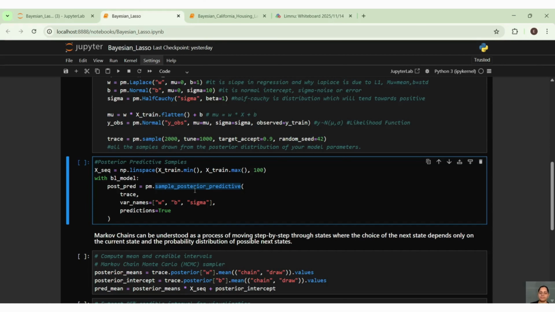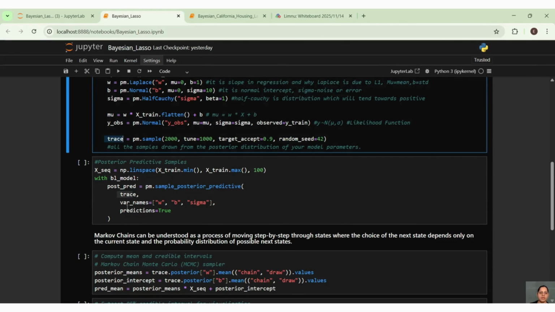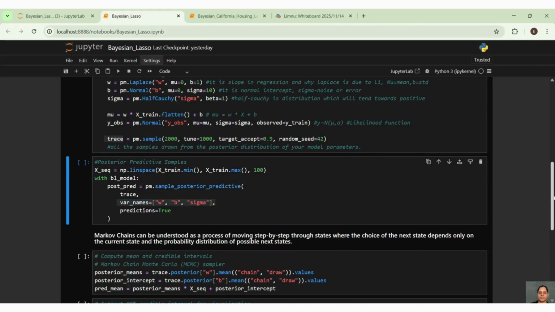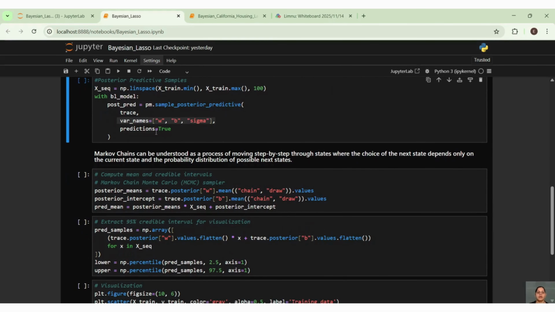Just the way we have predict, similarly, we have sample posterior predictive. So here, what exactly is happening? We are taking the trace, or the sample which we have drawn. Then var names, what are the variables on which it's going to be calculated? We have W, B and sigma. Then prediction should be true. So once we calculate, we will get our output.